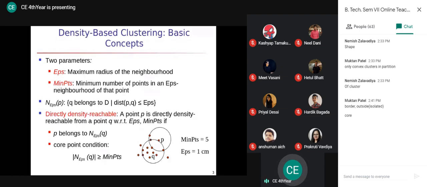Before revisiting the directly density reachable definition, just focus on the given figure. Let's say this point is Q. My minimum number of points hyperparameter value is 5, and the EPS value is 1 centimeter. By keeping Q as the center, we draw a circle with a radius of 1 centimeter, and now we count how many points belong to that circle. So for Q, can you tell me what the N EPS value will be?